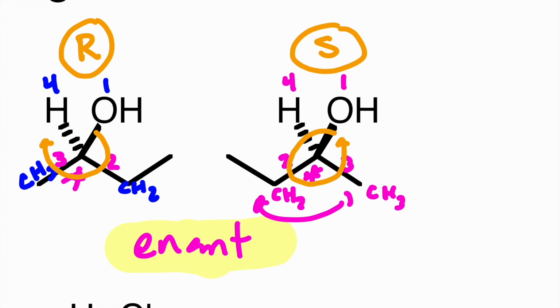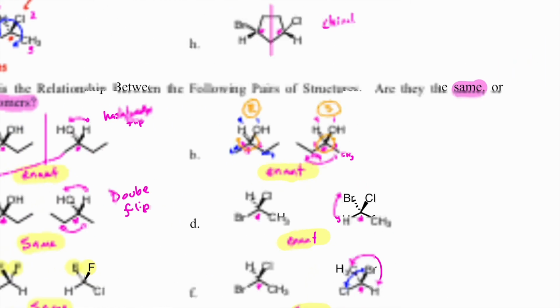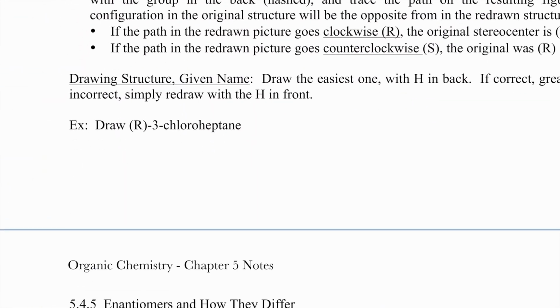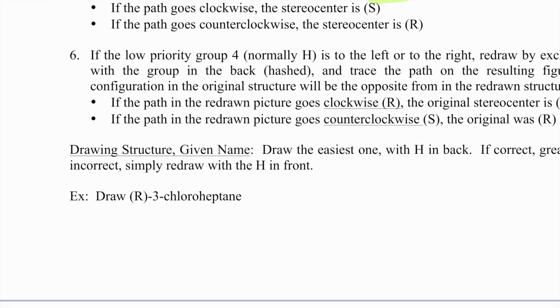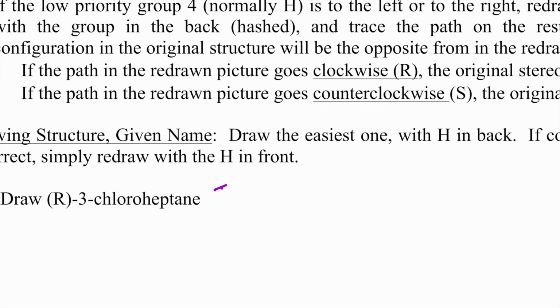So finally, last little problem, and then we'll look at our worksheet. It's at the bottom of the note sheet. It says draw an R-3-chloroheptane. All right, so there are many ways to do this, but I think this is the easiest way that you can, okay? That I say just draw. Just draw it, okay?